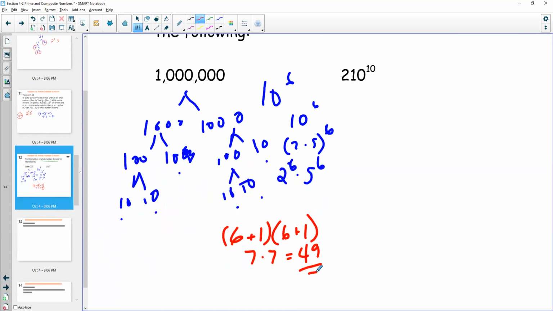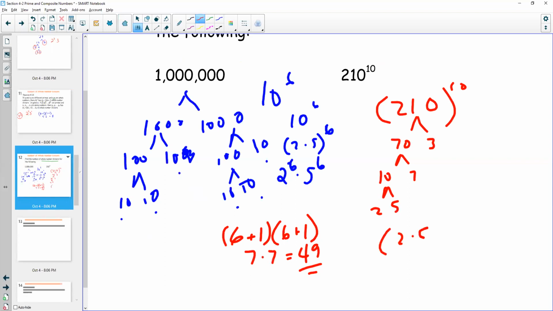Well, we're going to ignore the exponent for a second. We're just going to deal with the 210. Break up 210. So I can make that into 70 and 3. I can make that into 10 and 7. And then I could make that into 2 and 5, right? So on the inside of the parentheses, I have 2 times 5 times 3 times 7. But each one is to the 10th. So 2 to the 10th times 5 to the 10th times 3 to the 10th times 7 to the 10th.